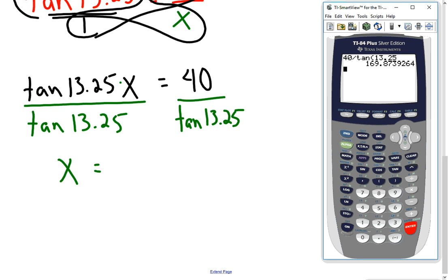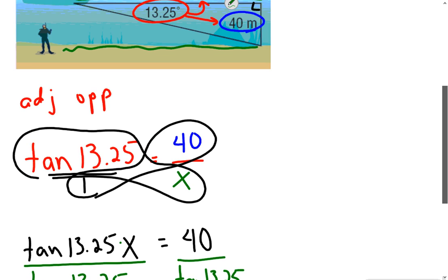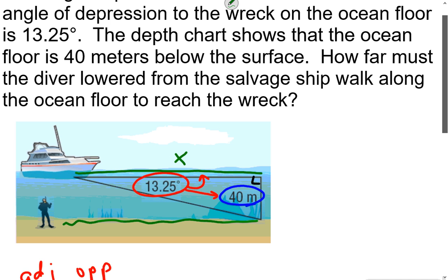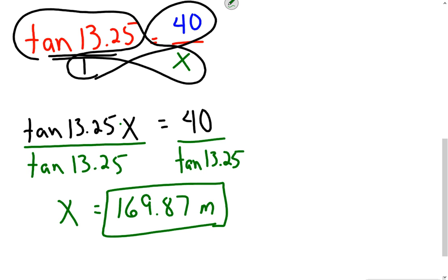And we just figured out that the distance that diver is going to have to walk is about 169.87. And then we'll get our label on that. 169.87, and then we come up here and we look at what the labels were in our problem. Well, we were talking meters for the depth of the water, therefore this has to be meters on the distance he or she has to walk.